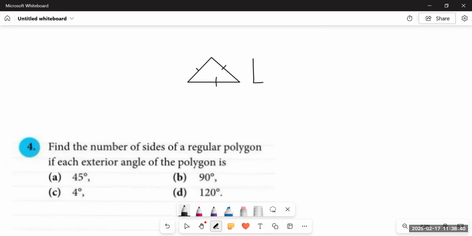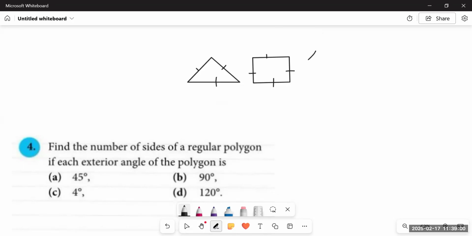Then comes quadrilaterals. Quadrilaterals include many types of four-sided figures. So let's say this is a rectangle. Then comes a square, rhombus, parallelogram, trapezium, kite. All of these figures come in this category, having 4 sides and 4 angles. It's basically a quadrilateral. Quad means 4.